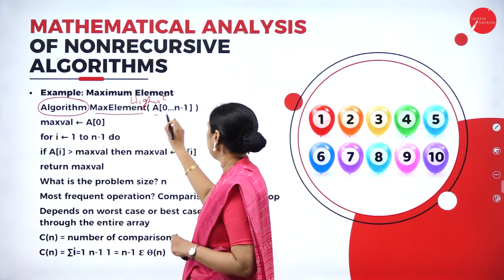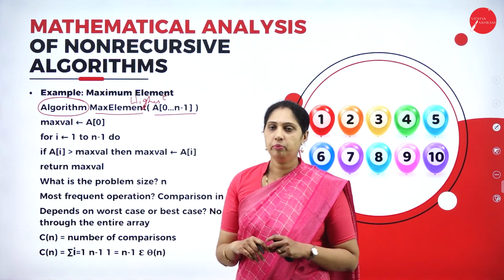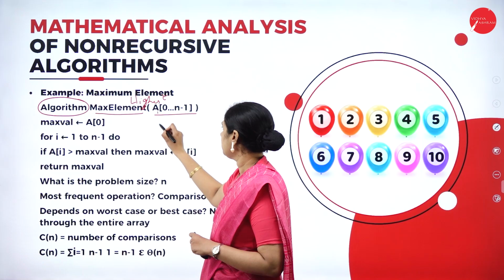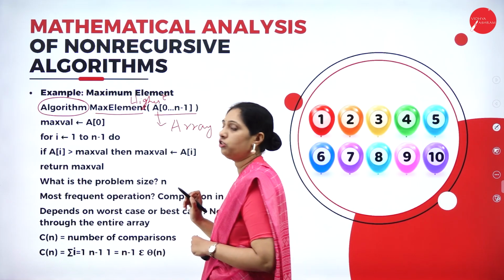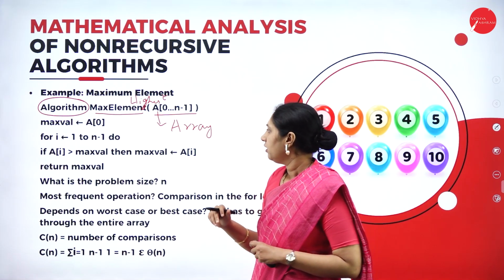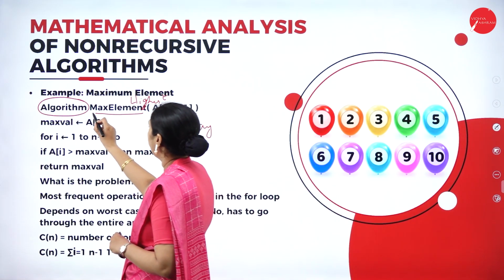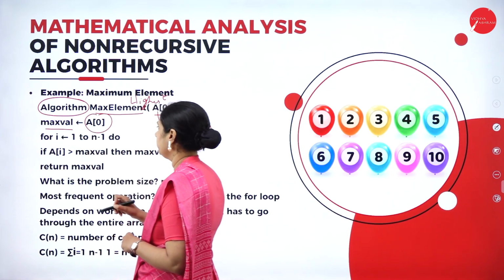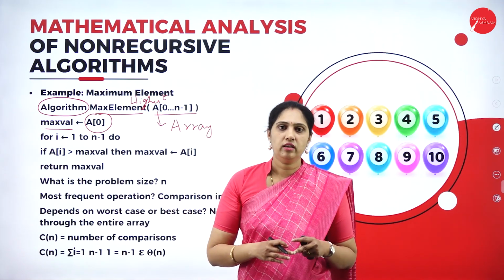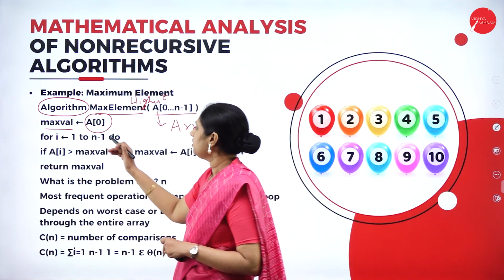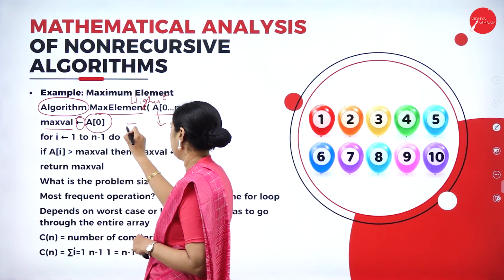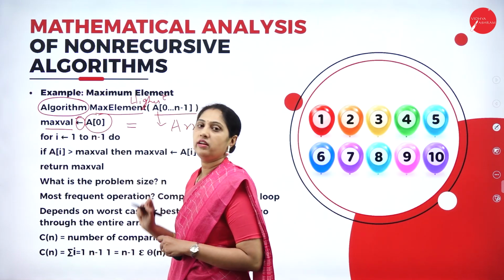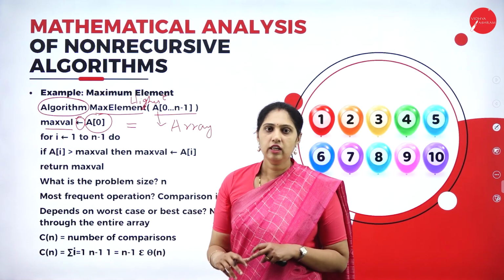Then in the parameter, I'll denote what? Input. Say my input is A is an array, so array elements from 0 to n minus 1. Next, I will denote my first element as max value. I'm analyzing, maybe my first element will be the highest. Then why is this operator used? This is nothing but the assignment operator. Instead of equal, I will write left arrow for the algorithm.